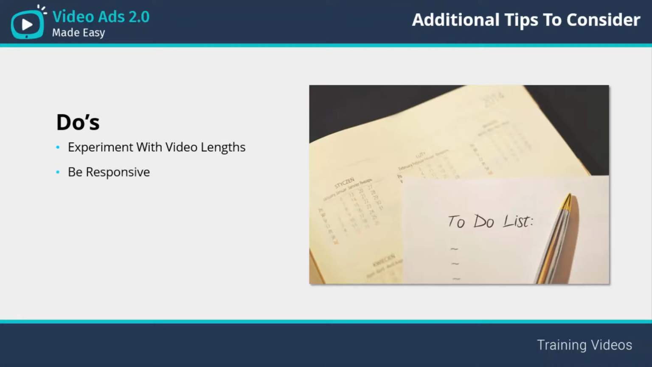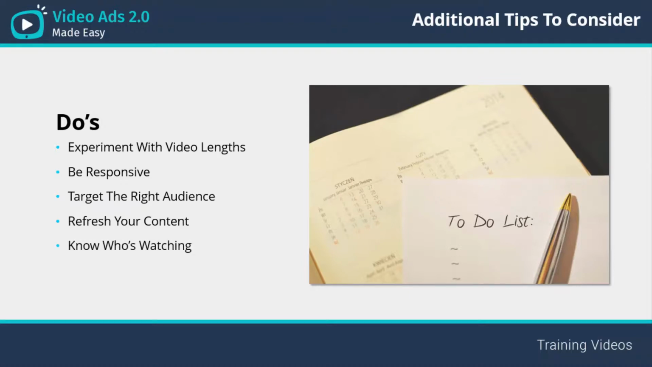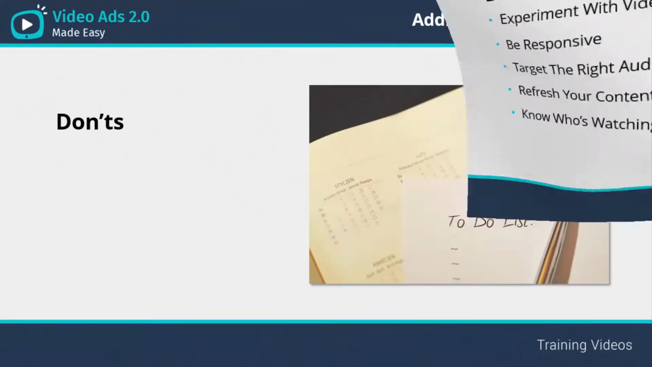Be responsive. Make sure that your video ads are mobile friendly to capture the attention of the ever-growing mobile crowd. Target the right audience. Make sure that you only show your video ads to those that are most likely to be interested in them. This will help you to increase conversions and your return on investment. Refresh your content. Keep your target audience interested by updating your content while keeping your message intact. Know who's watching. Only count a view as engagement when a single user watches 90% of one of your video ads. That way, you will know who are your potential customers.